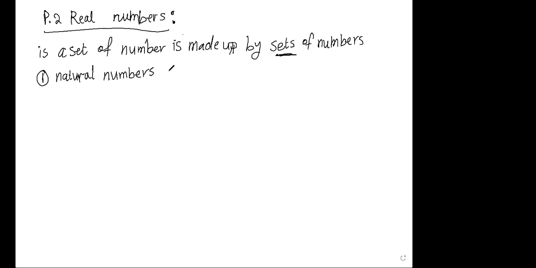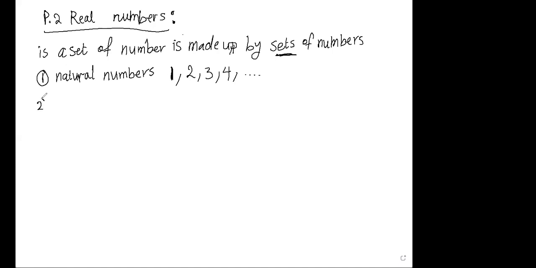Okay, so natural numbers are all positive numbers without fraction, 1, 2, 3, 4, 5 to infinity. Everything positive, not fraction. This is called natural numbers. The 0 is not a natural number. So natural numbers are 1, 2, 3, 4, 5 to infinity.